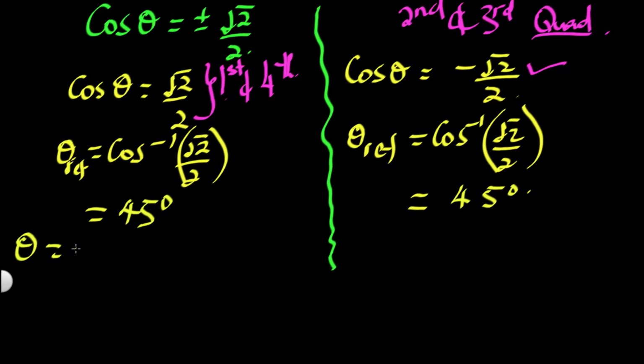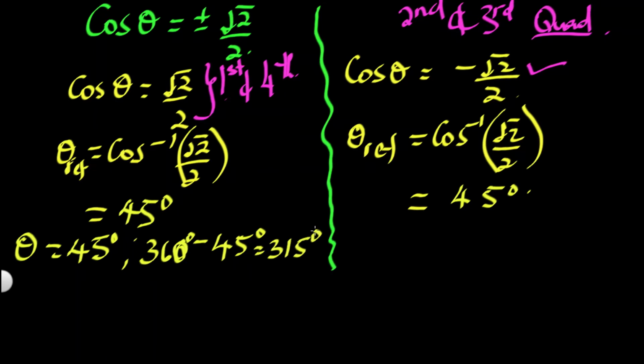So theta here is 45 degrees. This is the answer from the first quadrant. I look for the other answer in the fourth quadrant. This answer will be 360 degrees minus 45 degrees. This is the other answer in the fourth quadrant. So 360 minus 45 degrees, I get 315 degrees. This is the other answer.